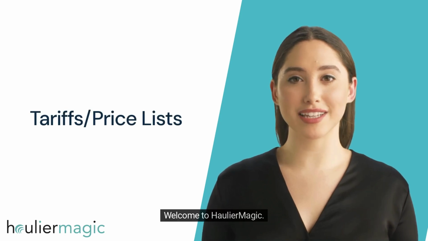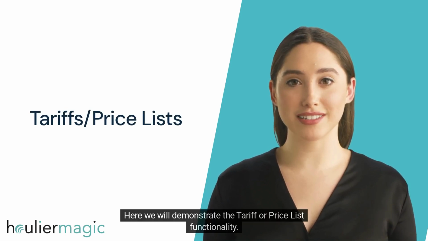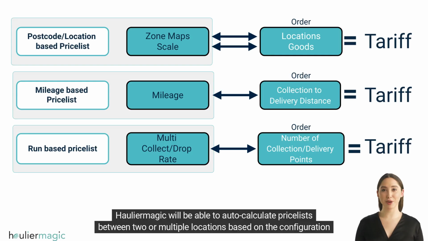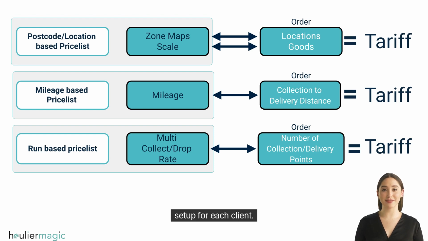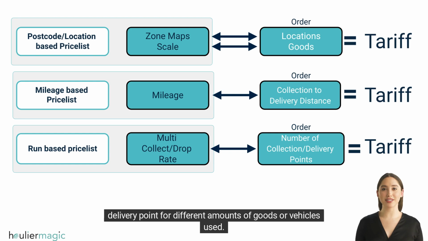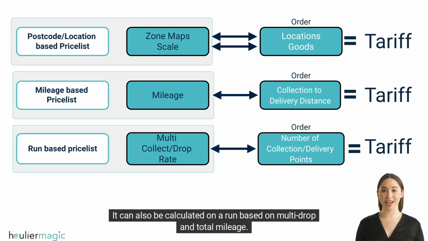Welcome to HaulierMagic. Here we will demonstrate the tariff or price list functionality. HaulierMagic will be able to auto-calculate price lists between two or multiple locations based on the configuration set up for each client. Price lists can be calculated on orders based on postcodes, location points, mileage between the collection and delivery point for different amounts of goods or vehicles used. It can also be calculated on a run based on multi-drop and total mileage.